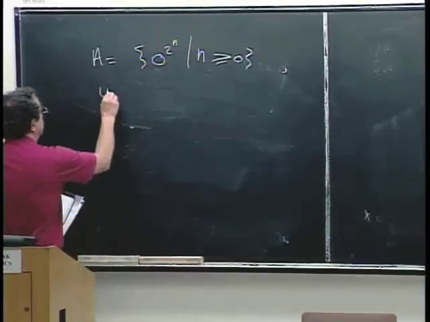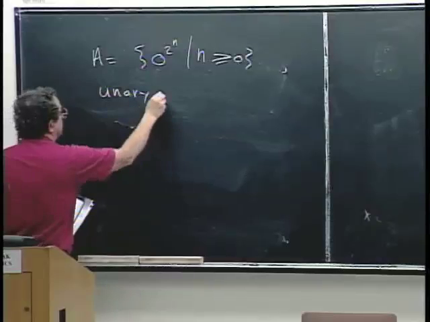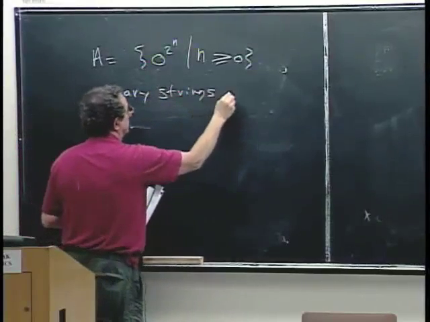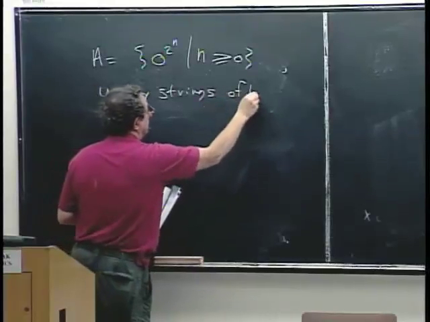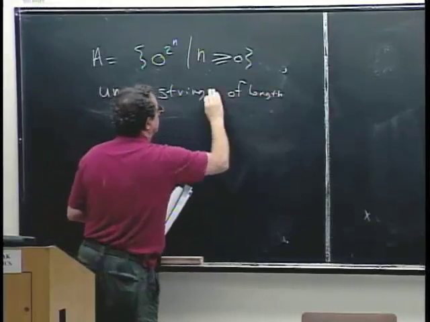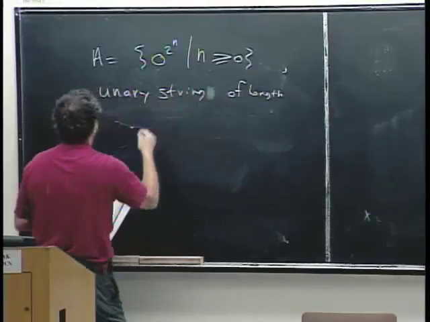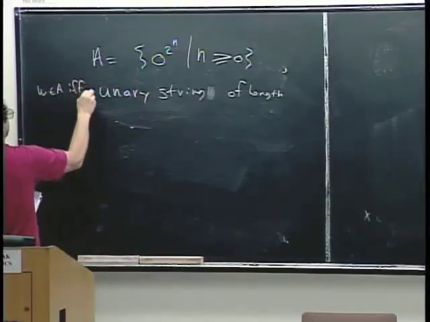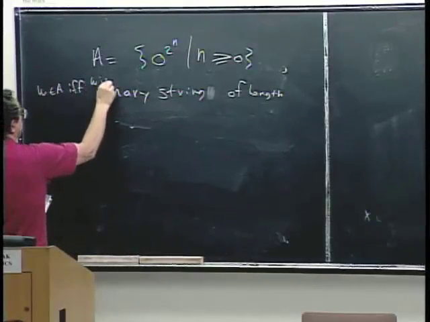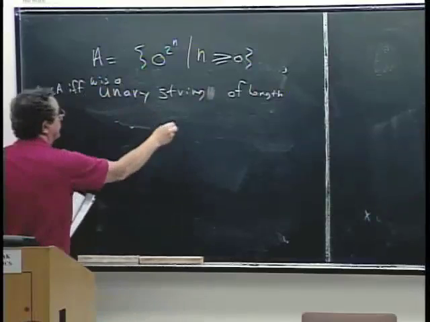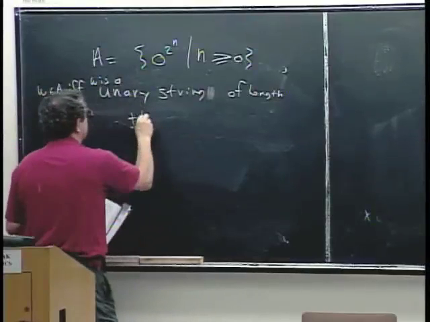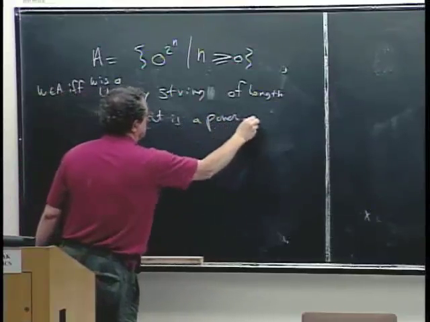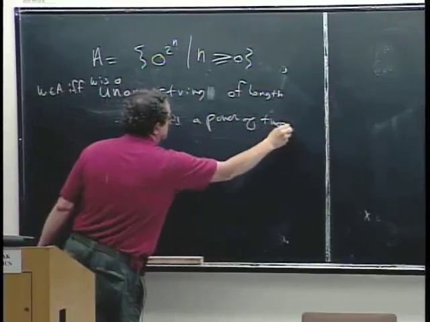Okay, so this is a unary string. So w is contained in A if and only if w is a unary string of length that is a power of 2. Okay?